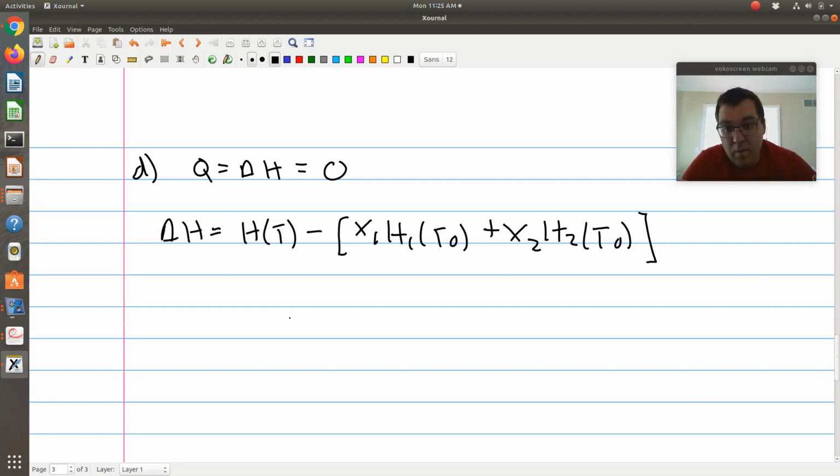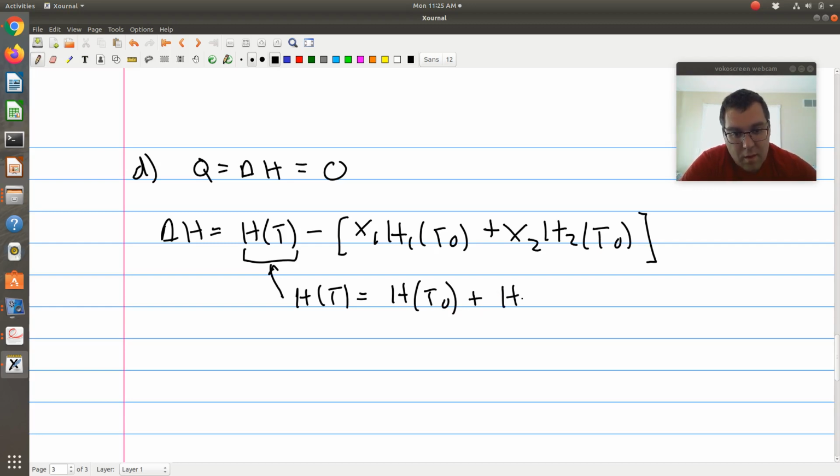Then the trick is, if I look at H, what is H? We can approximate H of T. We're just given simple CP expressions. H of T I could write as H at T naught plus H at T minus H at T naught.